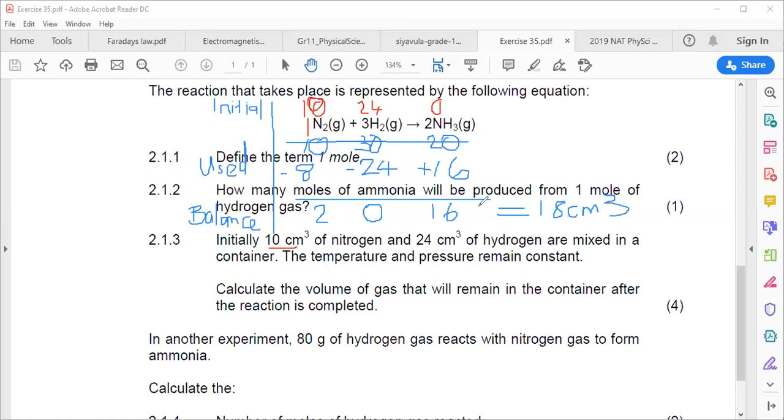So this row represents the balance. By balance, we mean the one that was used and the one that was formed. So I'm going to add what remained in the container. So it's 2 plus 16 to give me 18. Clear? Right. Okay. So that's how you do that.